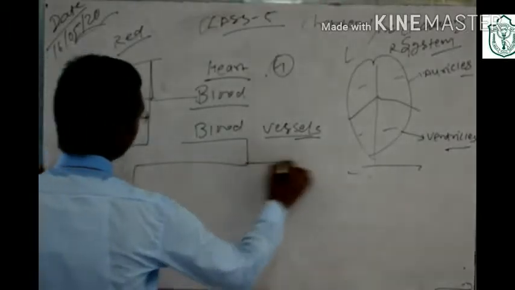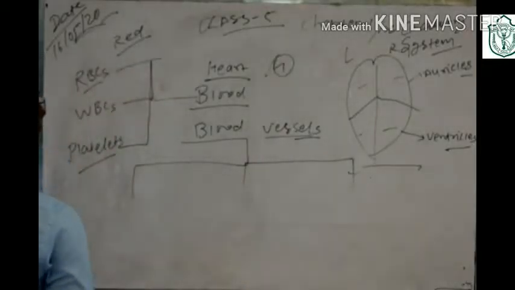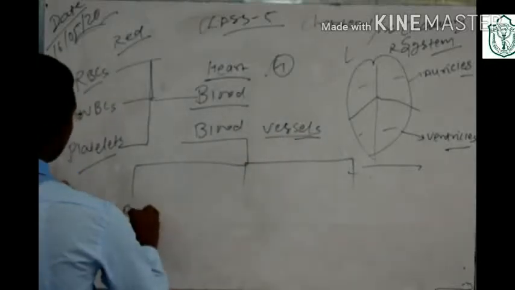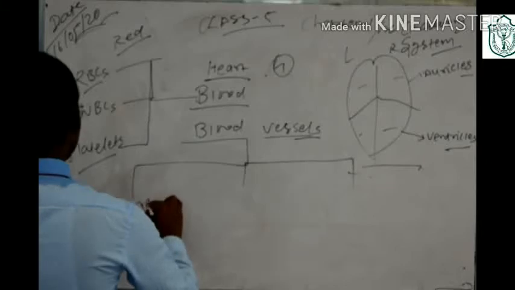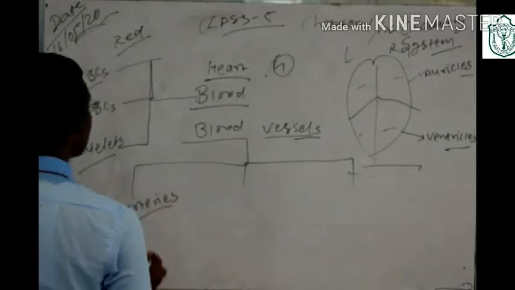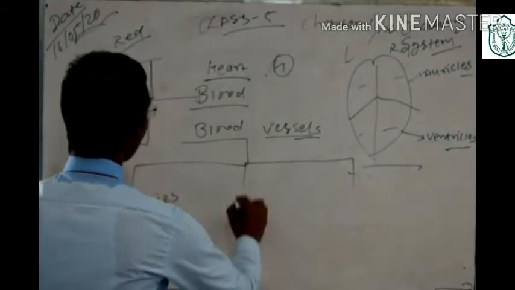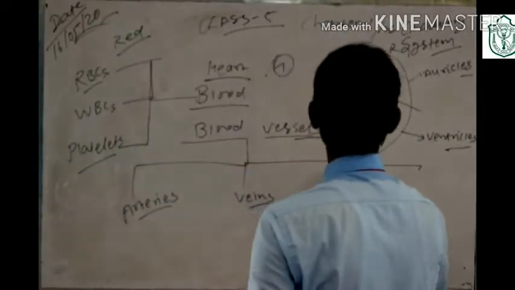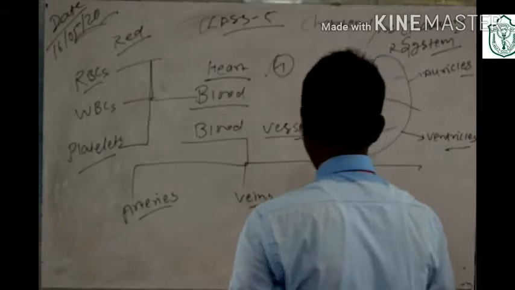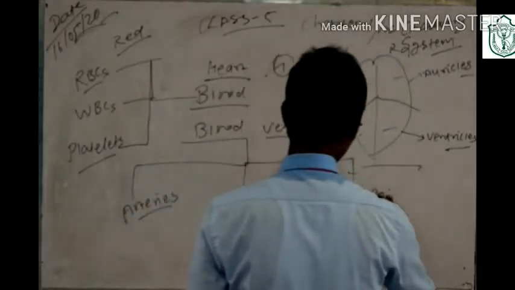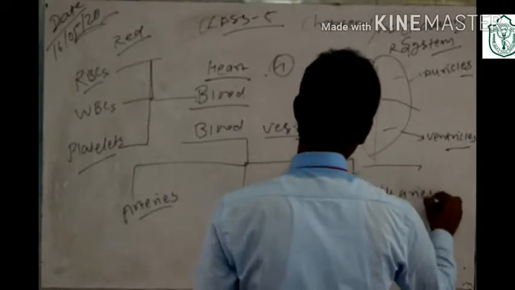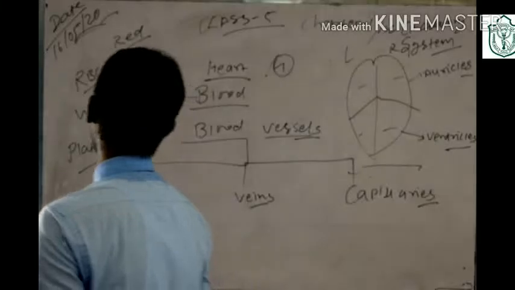There are 3 types of blood vessels. The first one is arteries. Number second is the veins. And number third we have capillaries.